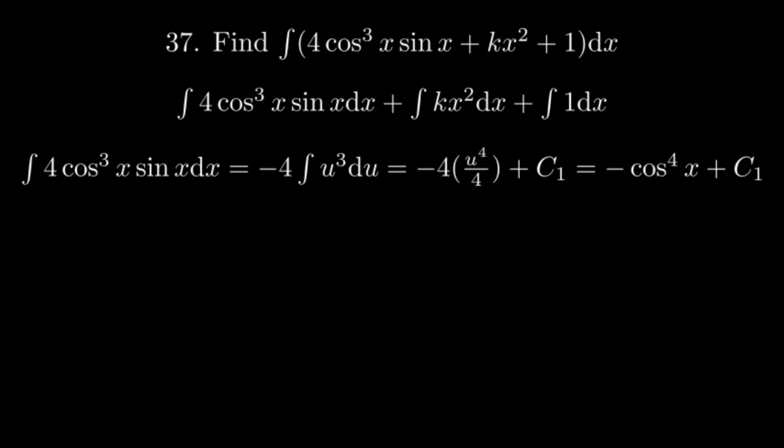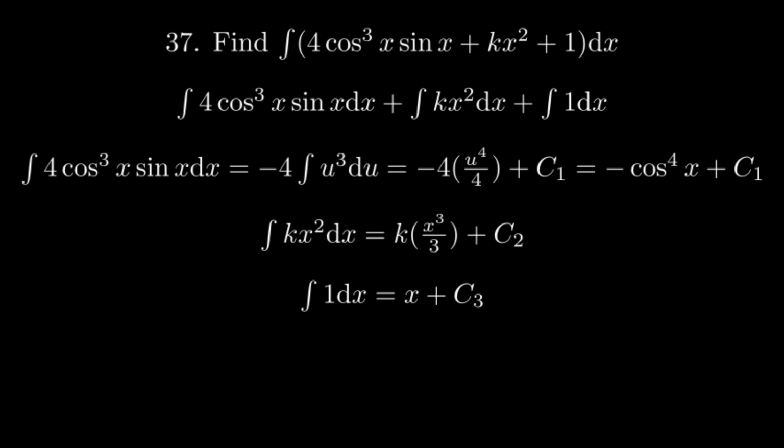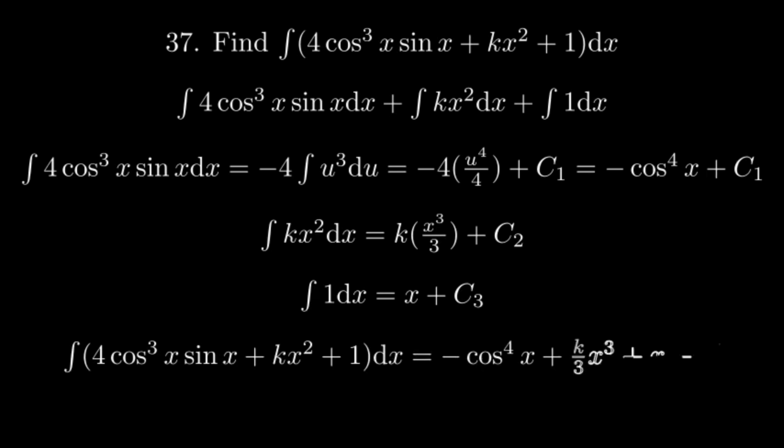The integral of the first term is negative cos to the power of 4 x. The integral of the second term is k times x cubed over 3. And the integral of 1 is x. Combining these results, the final answer is negative cos to the power of 4 x plus k/3 x cubed plus x plus c, where c is the constant of integration.